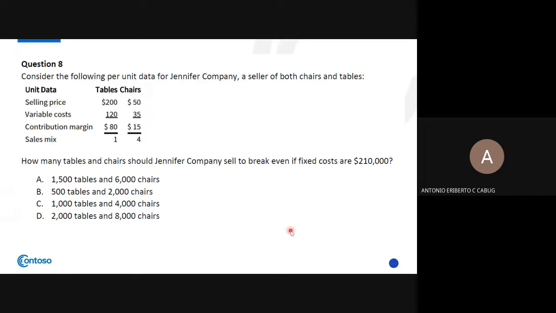Okay, everyone, please answer. Everyone, ha? Consider the following per unit data for Jennifer Company, a seller of both chairs and tables. So you have here the selling prices, the variable costs, and the contribution margin figures. The question is how many tables and chairs should Jennifer Company sell to break even if fixed costs are $210,000.